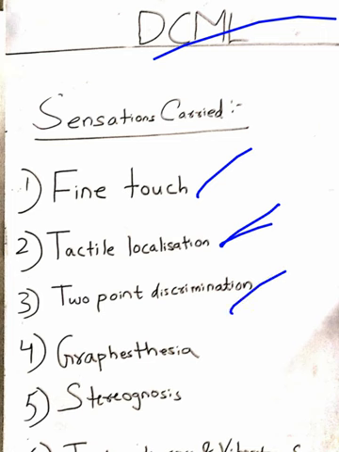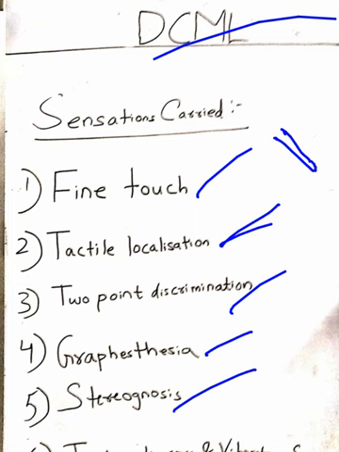Then there is 2-point discrimination. 2-point discrimination is when you can feel two different points on the surface of the body, and we use a divider or compass for testing that particular function. Graphesthesia, for example: you close your eyes and stretch your hand out with your palms facing upward. Now if I write any letter, for example G, you should be able to perceive that the letter being written there is G. That is a function of the dorsal column pathway, called graphesthesia.